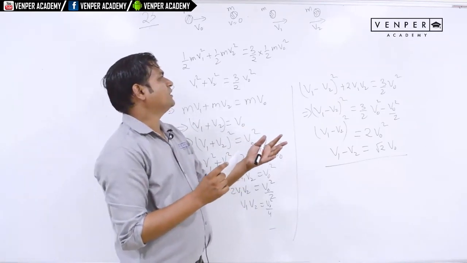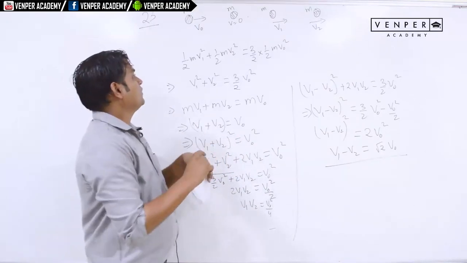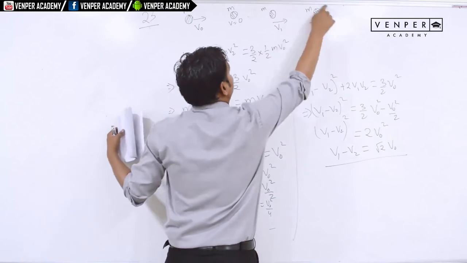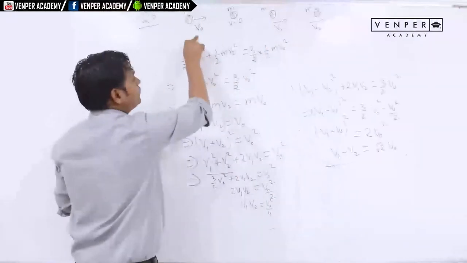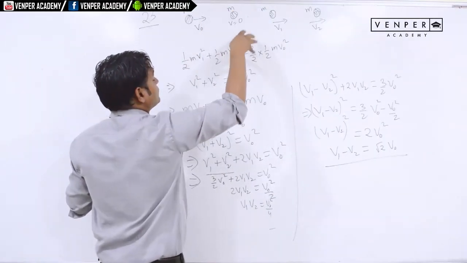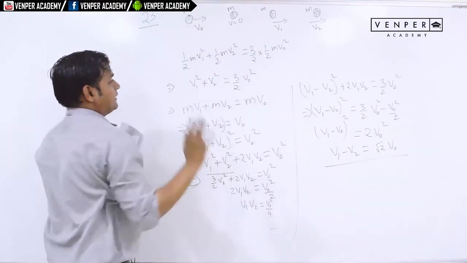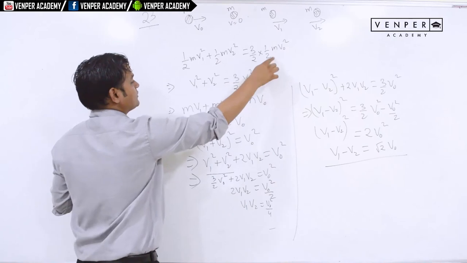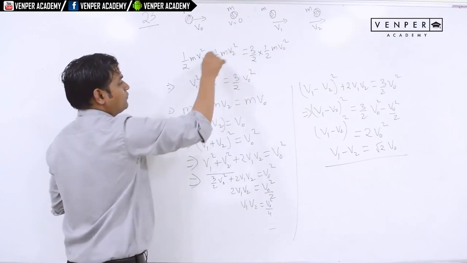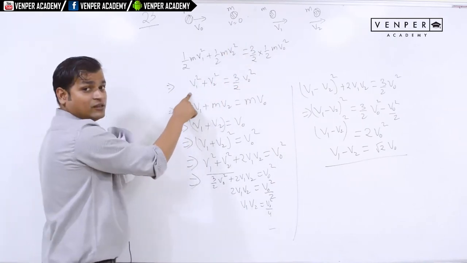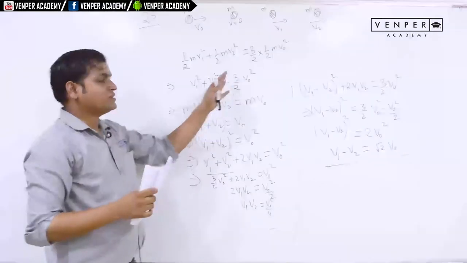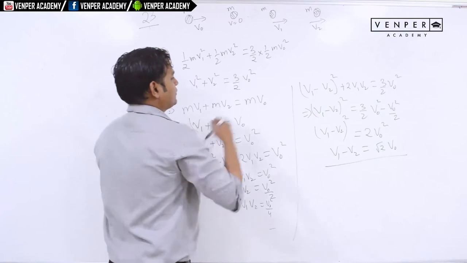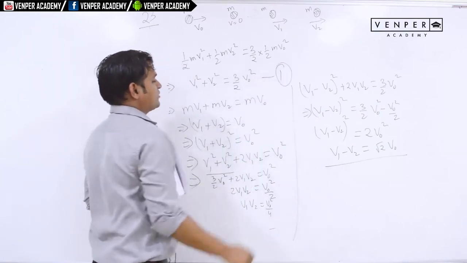So one thing is clear: half m v1 square plus half m v2 square, the kinetic energy of this one plus the kinetic energy of this one, is 3 by 2 times the initial kinetic energy. The masses are the same. When you equate these from the given information, what will you get? v1 square plus v2 square is equal to 3 by 2 v naught square. So we can say this is our first equation.